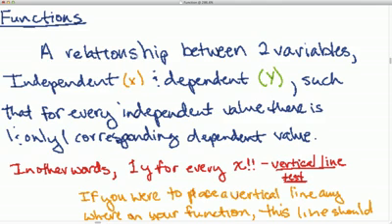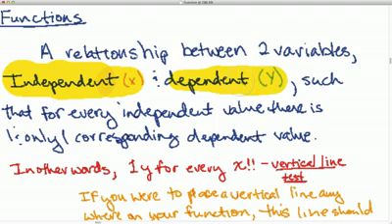Today we're going to be looking at functions, the concept of functions. What is a function? Well, a function is a relationship between two variables, one being the independent variable, that's x, and then the dependent variable, y. If you remember, most of the times we can rewrite y as f of x. Well, that means a function depending on what x is.